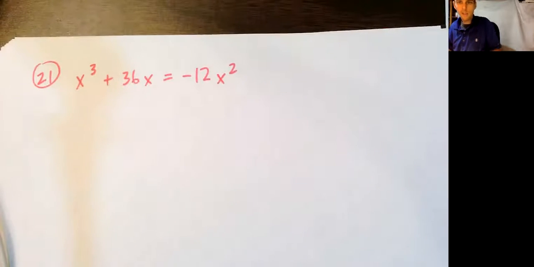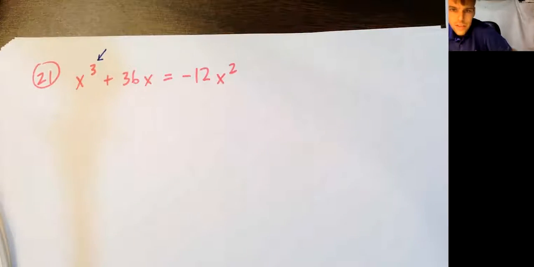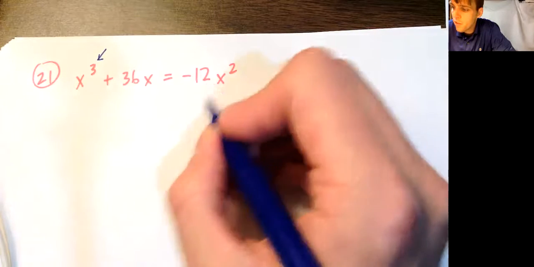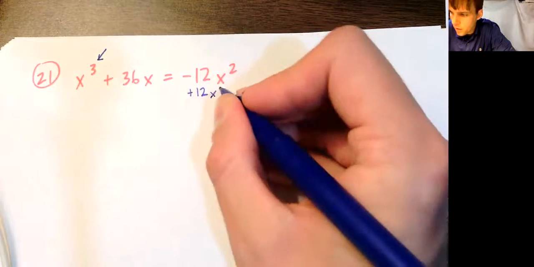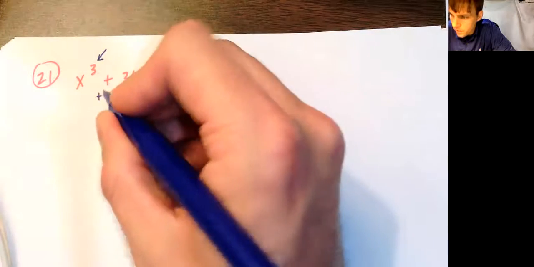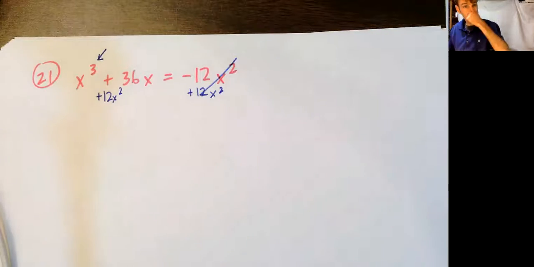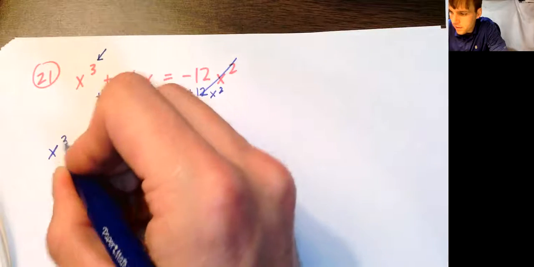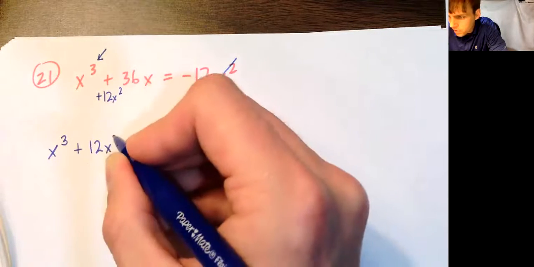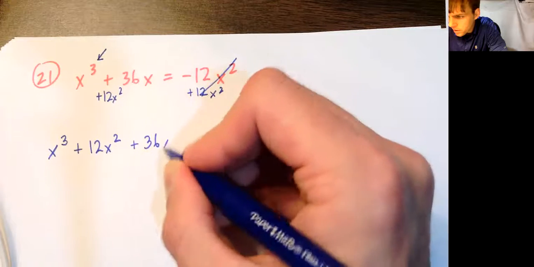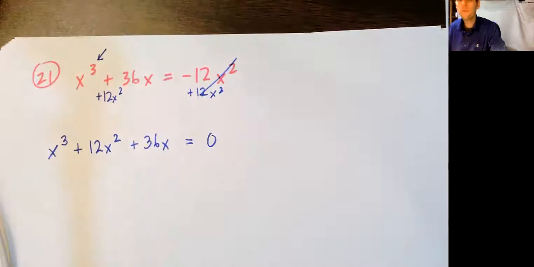All right, and number 21, again, just to give a little bit of a different flavor. This one has a higher power, exponent of 3. So that's going to change things a little bit from what we've done in the past. But I still want to get it in standard form. I'm going to move this over to the other side, so I'm going to add 12x squared to move it over. Okay. So I end up with x to the third plus 12x squared plus 36x equals 0. Now it's in standard form. We can start factoring it.